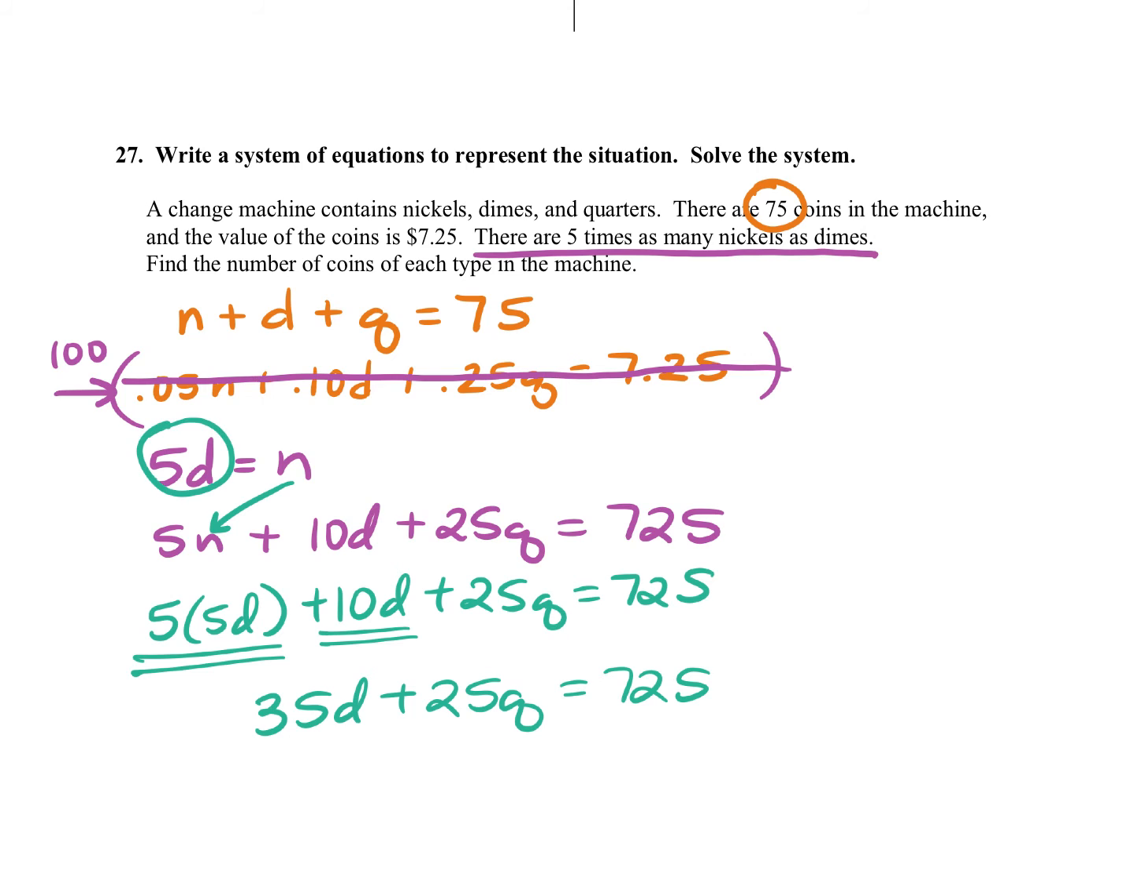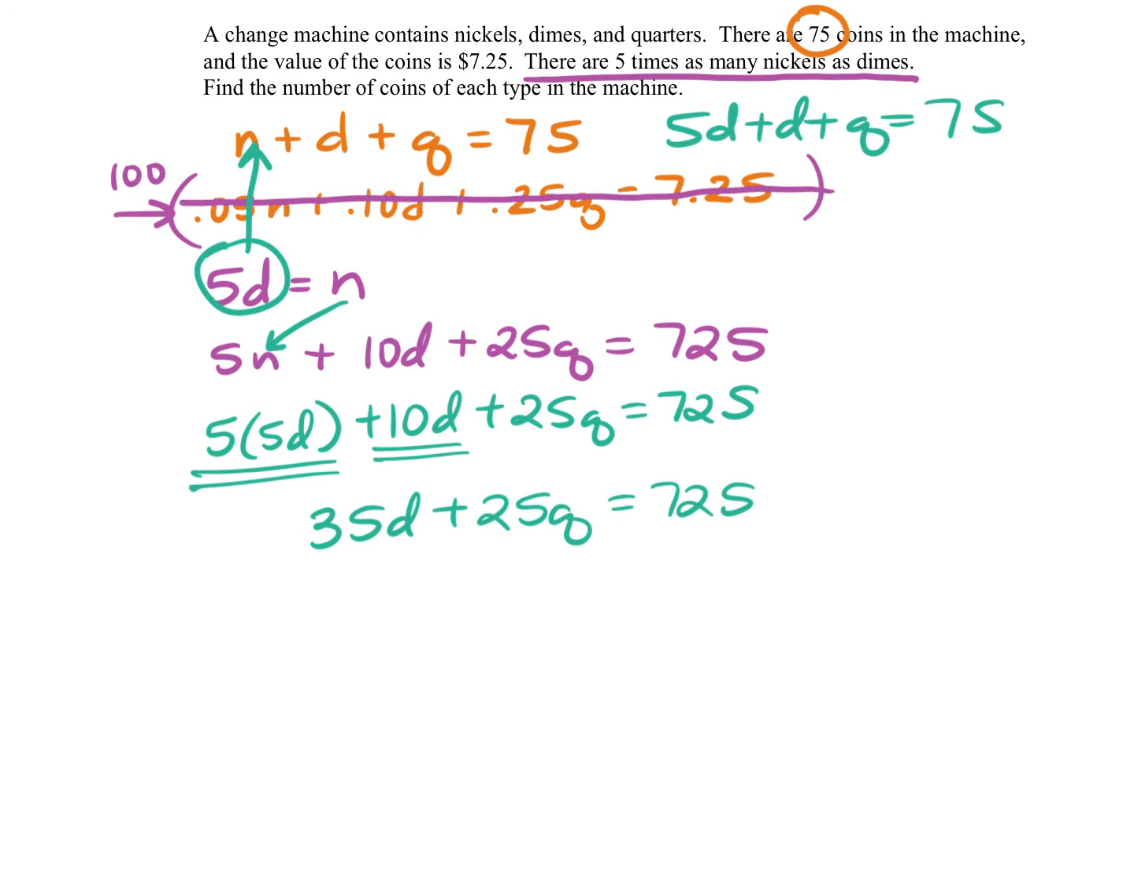Then take that 5D and plug it in here as well. So that's 5D plus D plus Q equals 75. So that's going to be 6D plus Q equals 75. Okay, so now we have this new system with the 2 equations.